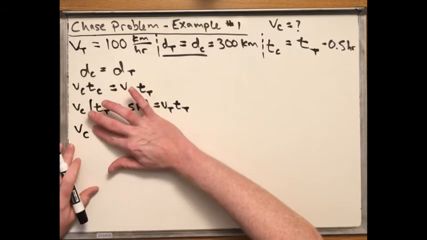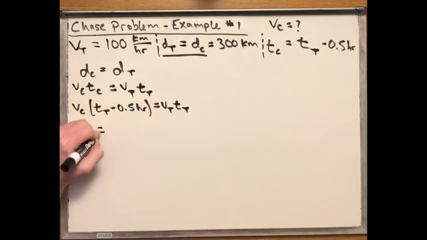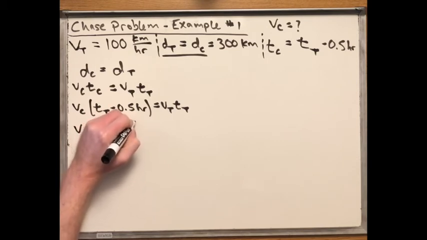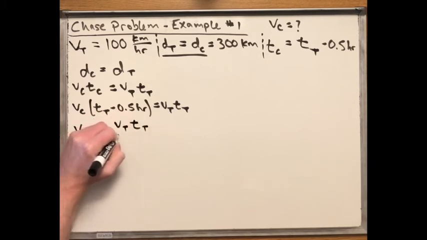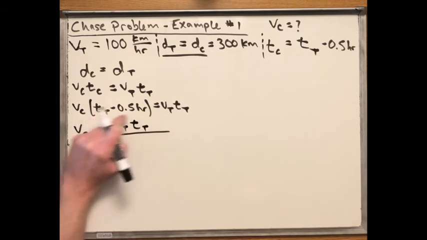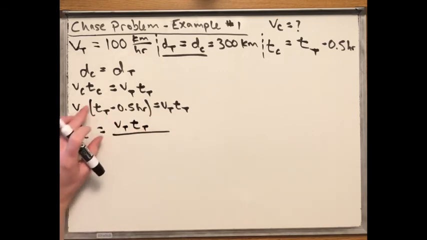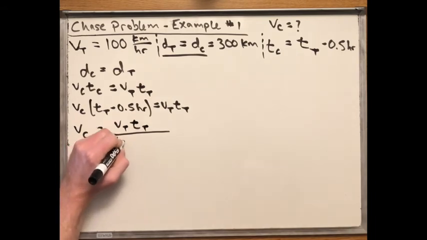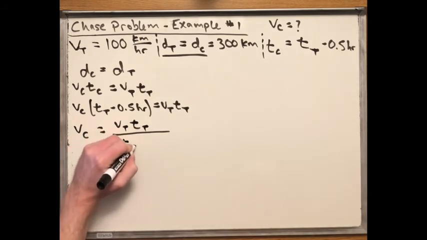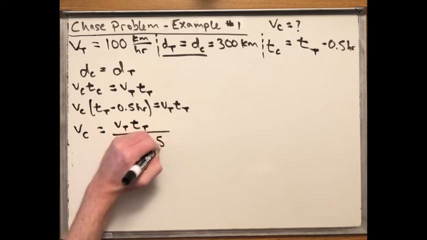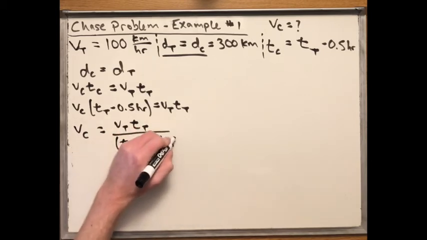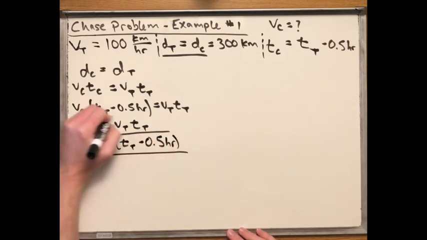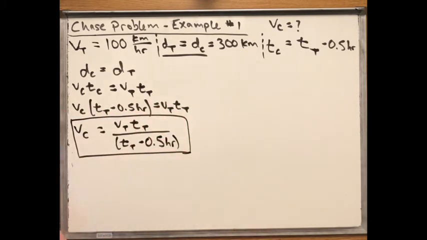VC, the speed of the cops, is equal to the velocity of the thieves times the time for the thieves over this whole thing, right? Because these two are multiplied, I'm just dividing everything in the parentheses to the other side. So I have the time for the thieves minus 0.5 hours. That's an equation. It will tell us every single thing we need to know.